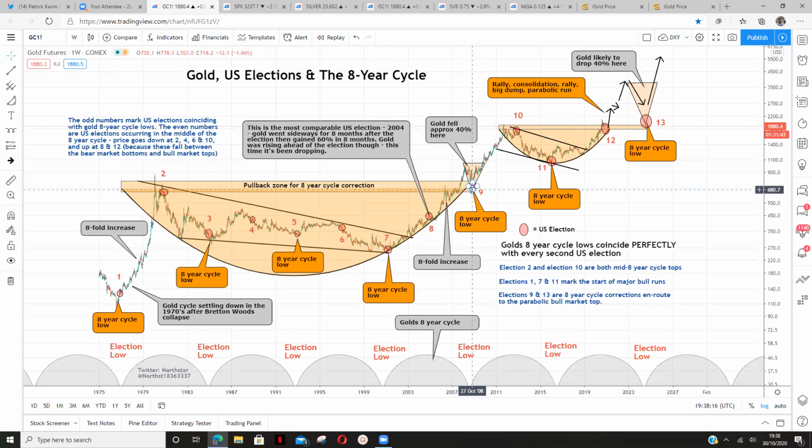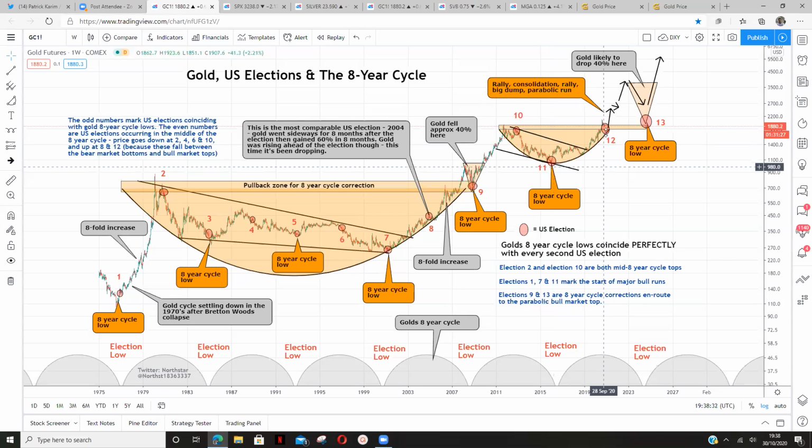And all the way through point number 9, that was the correction in 2008. That was another US election right in there. And so it goes on. Point number 11, 2016, another 8-year cycle low in gold.